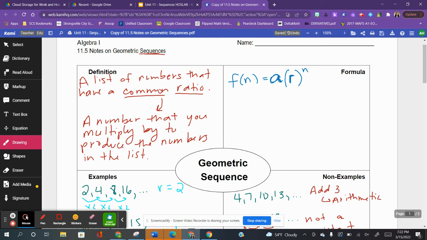So really the only difference here is the fact that I have f of n instead of y. F of n is the number in the list. We call this the value. We have n instead of x, and n is the position in the list. And we call this the term.